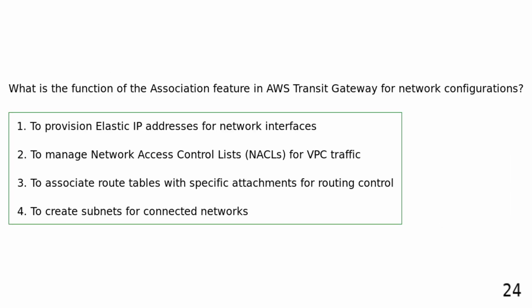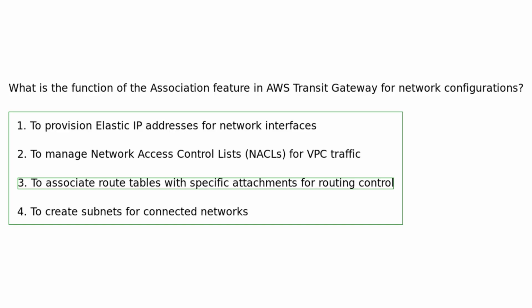What is the function of the association feature in AWS Transit Gateway for network configurations? To provision elastic IP addresses for network interfaces. To manage network access control lists for VPC traffic. To associate route tables with specific attachments for routing control. To create subnets for connected networks. The association feature in AWS Transit Gateway is used to associate route tables with specific attachments, providing routing control and defining how network traffic flows between connected networks.